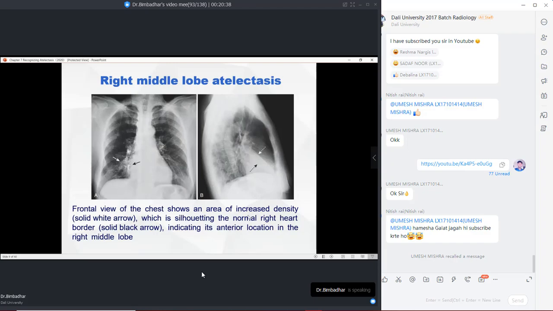Look at here, look at this X-ray very carefully. Yesterday, I think last time, we were technically talking about the Silhouette sign. If you can remember the definition of the Silhouette sign, what actually I told you: if there is an obscuration of the edges of an anatomical structure, the pathology is present down in the anatomically related surrounding structure.